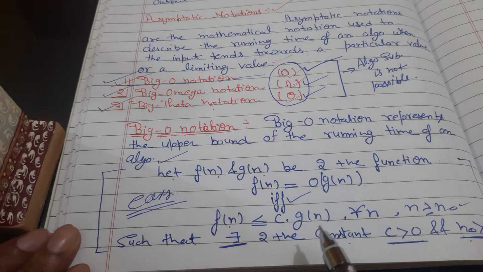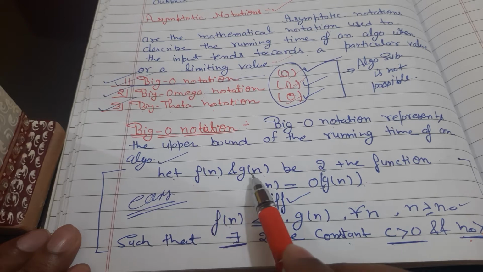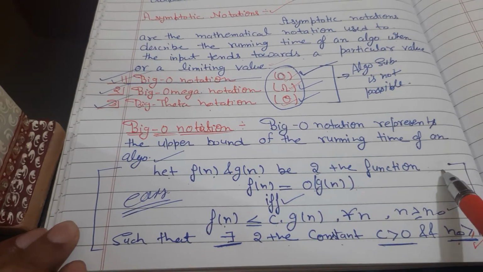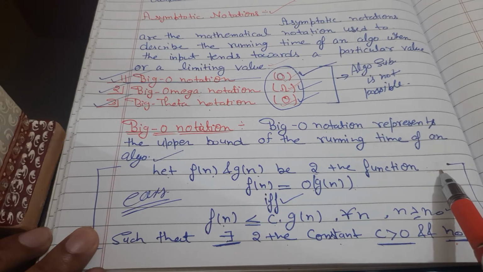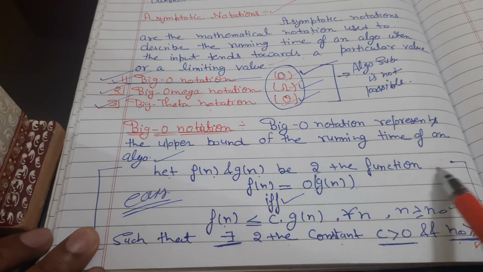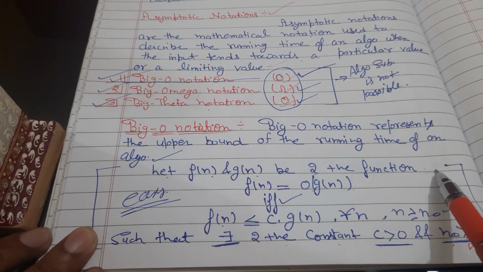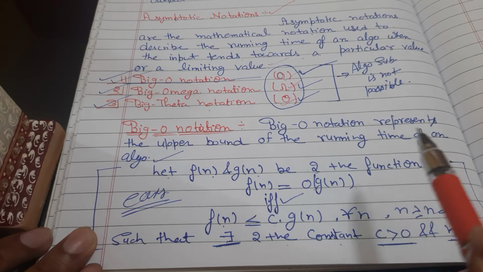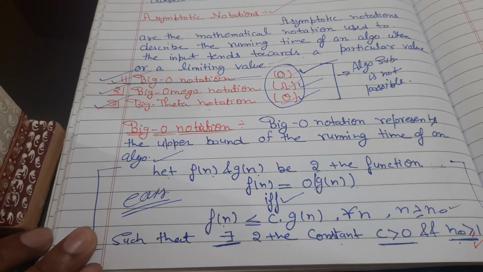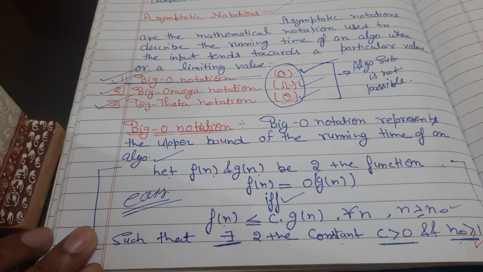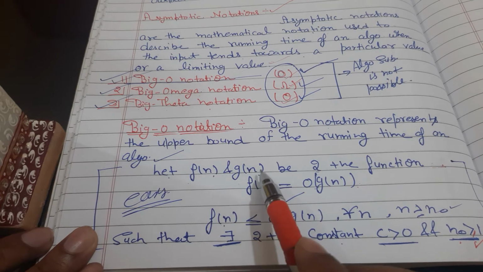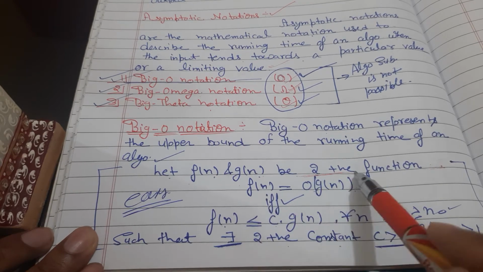Read this definition again: f of n and g of n are two positive functions. Can anyone explain why two positive functions are taken by the definition? Because in algorithm subject we calculate the time complexity and space complexity, and time and space can never be negative. So f of n and g of n are two positive functions.